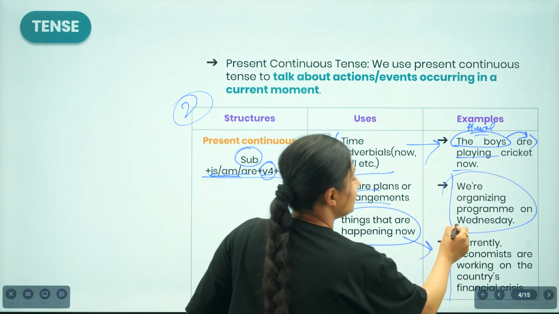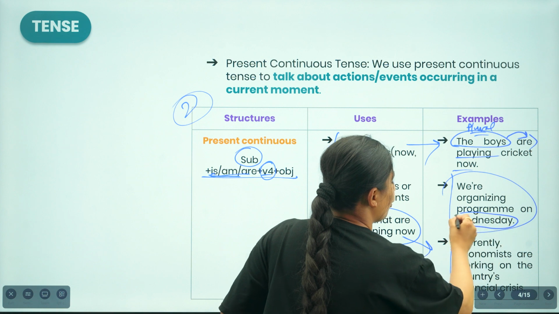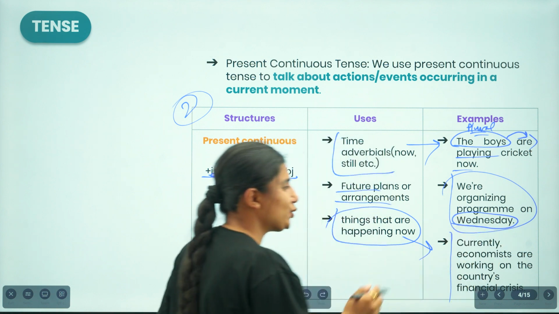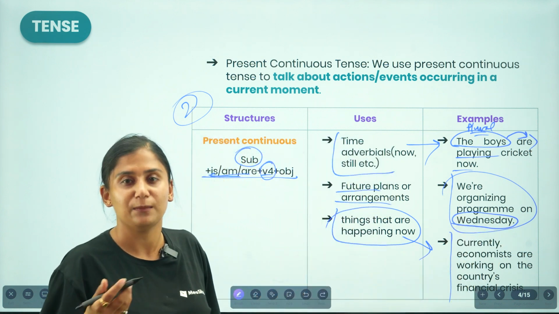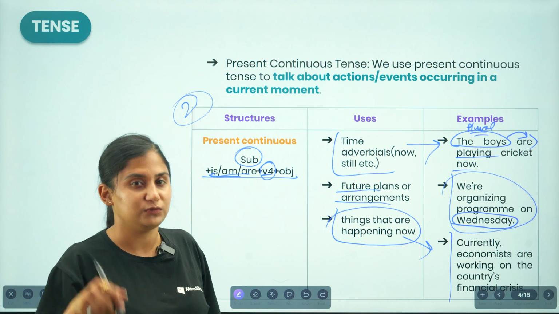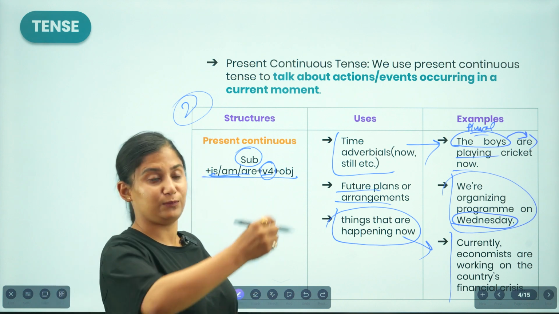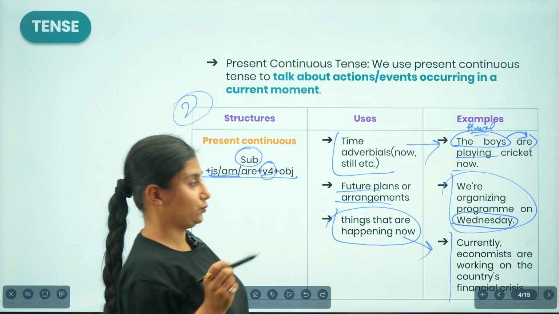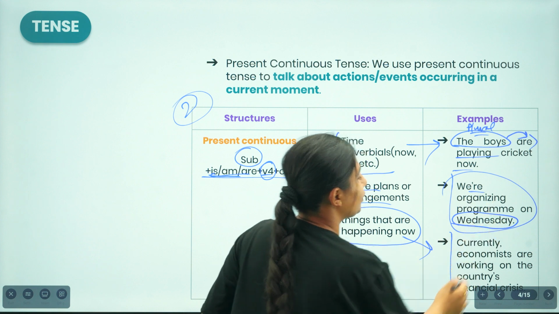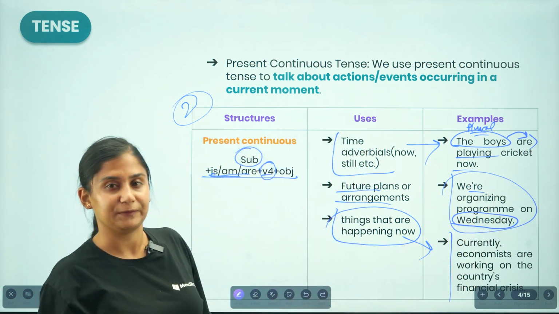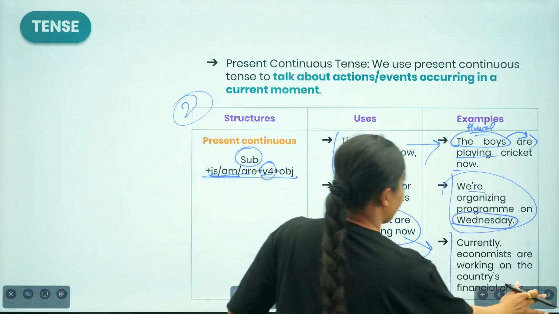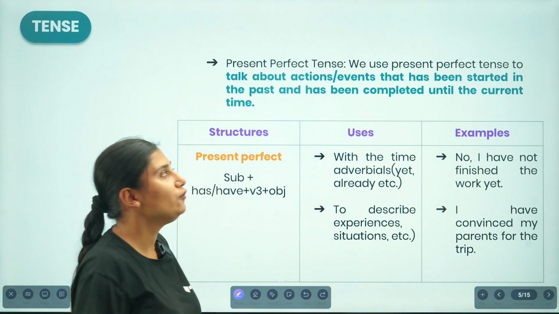For example, imagine that there's a program on Wednesday, and you are doing something for that particular program today. Then we express that idea in the present continuous tense. So we will say, we are organizing a program on Wednesday. So moving on to the next idea, that is present perfect tense.